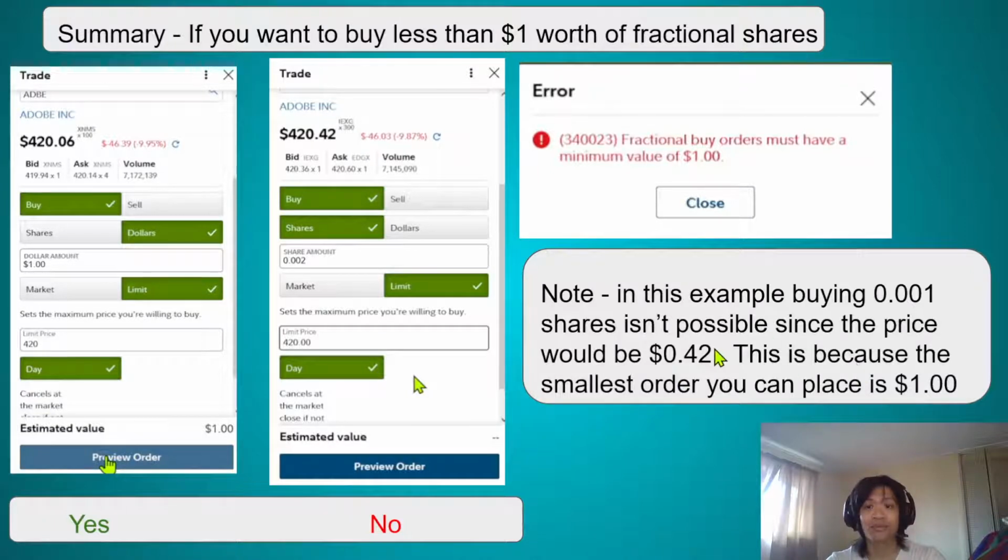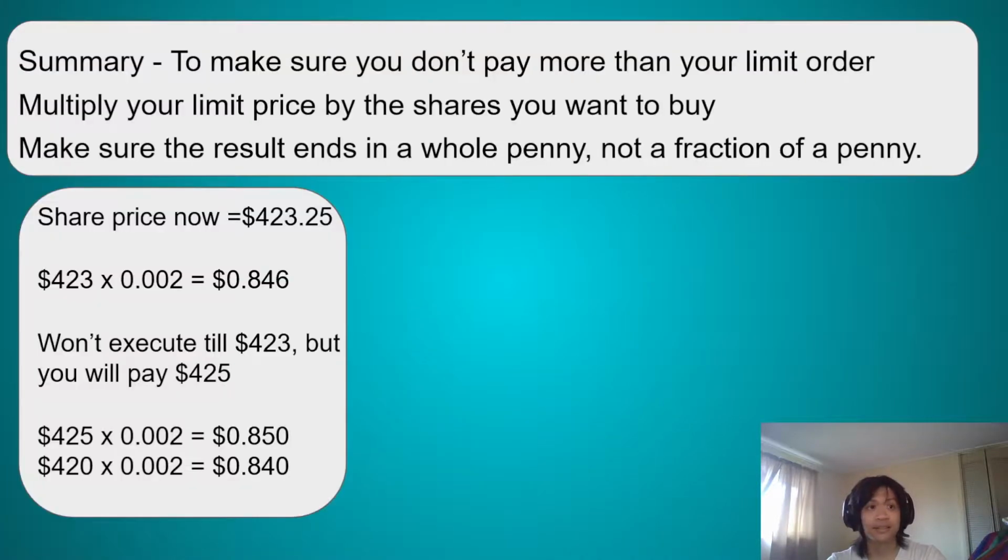And if you're buying 0.001 shares in this example here with Adobe, it is not possible to do that since the price would be 42 cents and the smallest order you can place is $1. So if you want to buy less than $1 worth of fractional shares, do this. Buy dollars, dollar amount 1, put your limit price, and then you click preview order. And second, to make sure that you don't pay more than your limit order, you want to multiply your limit price by the number of shares you want to buy, and make sure that the result ends in a whole penny, not a fraction of a penny.